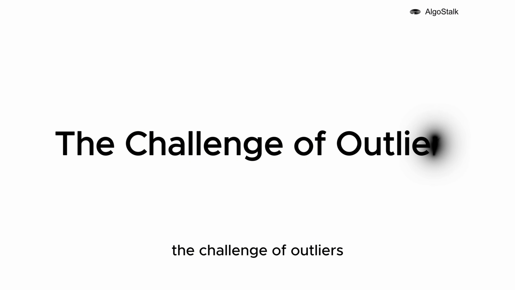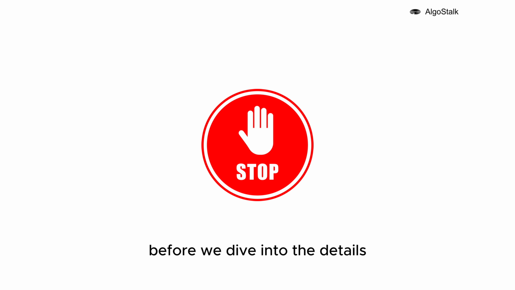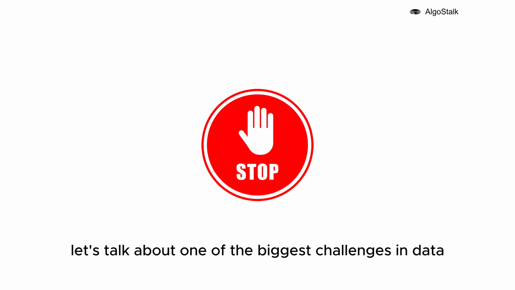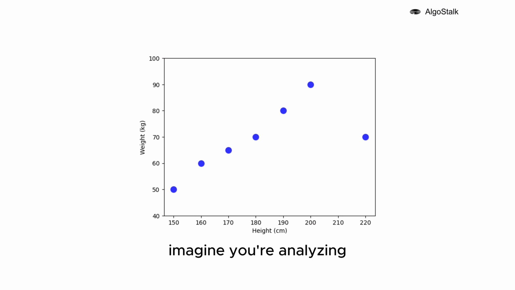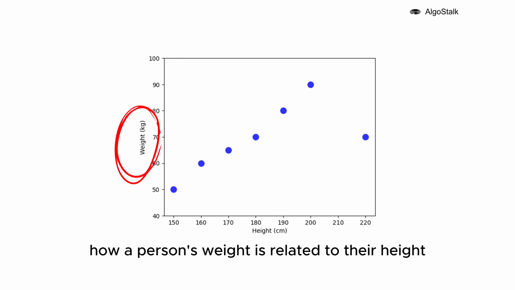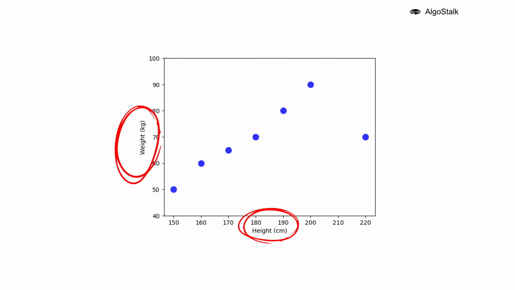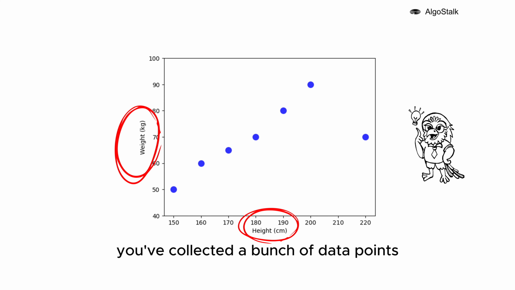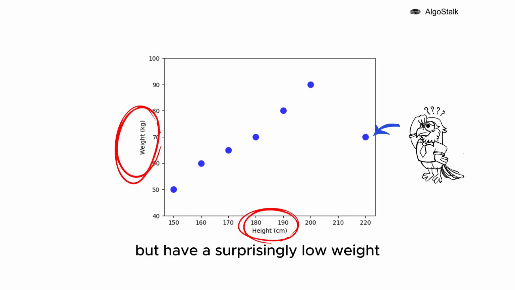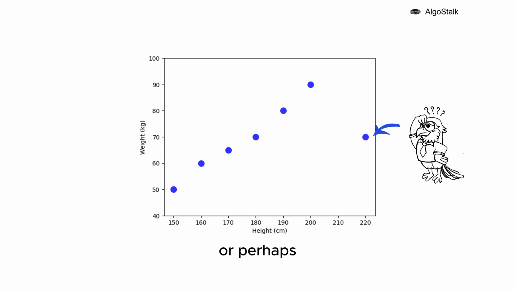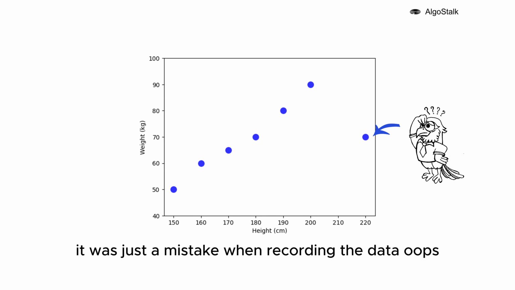The challenge of outliers. Before we dive into the details, let's talk about one of the biggest challenges in data analysis, outliers. Imagine you're analyzing how a person's weight is related to their height. You've collected a bunch of data points, but then you notice some people who are much taller but have a surprisingly low weight. Or maybe someone is really short but falls into the obese category. Or perhaps it was just a mistake when recording the data.